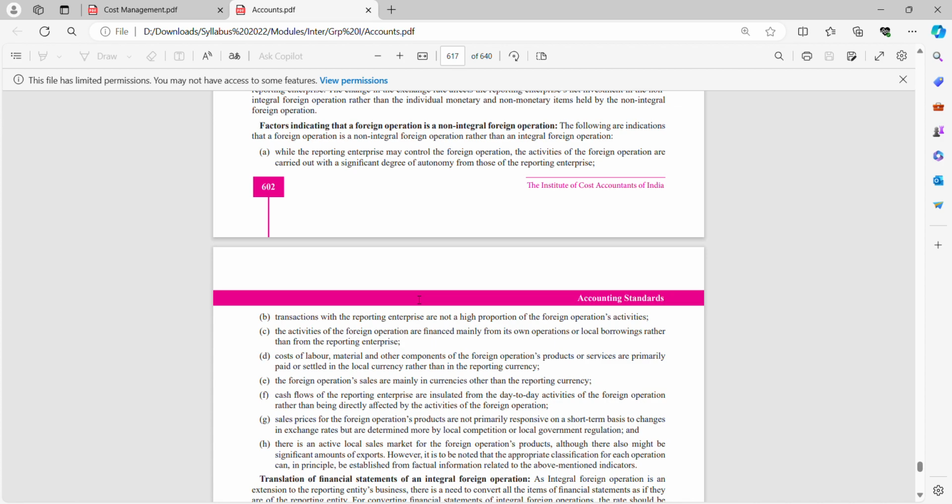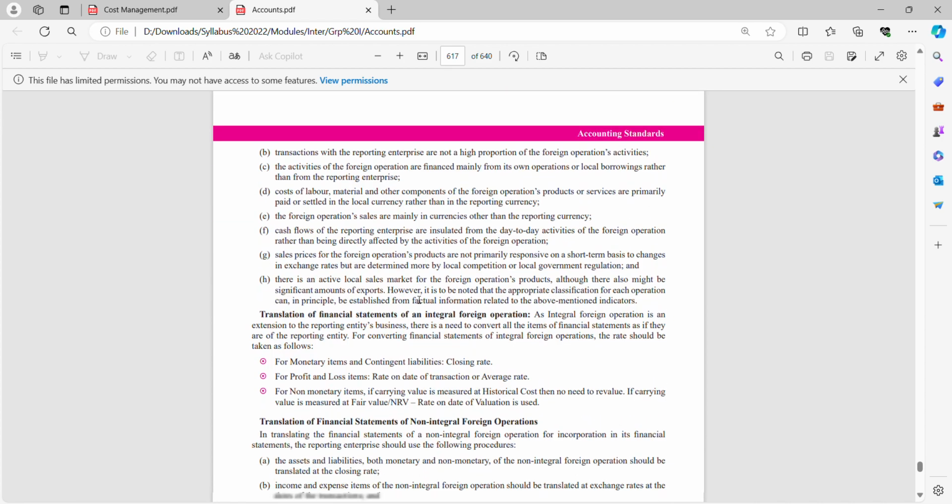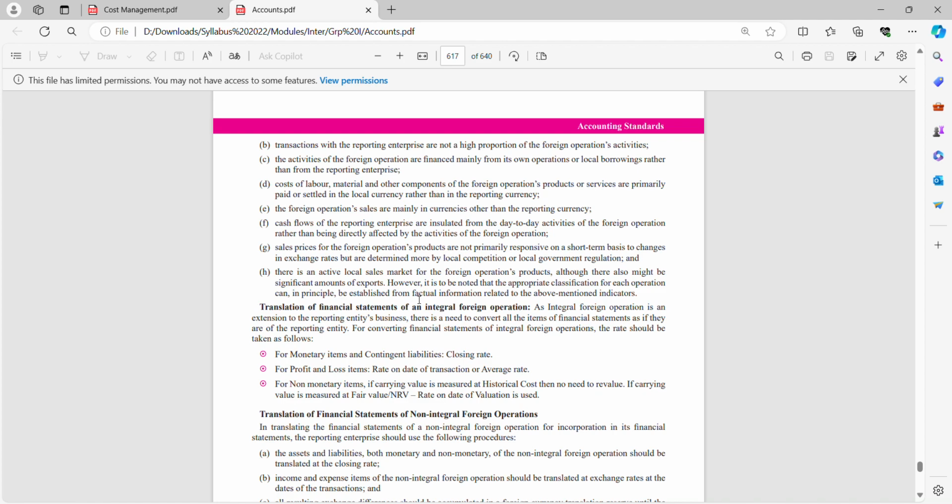So they have given you a list of points, factors in which they are foreign operations, but you can relate them as non-integral foreign operations. A quick read, I'll take a pause, and then we'll go for translation of financial statements of an integral foreign operation.